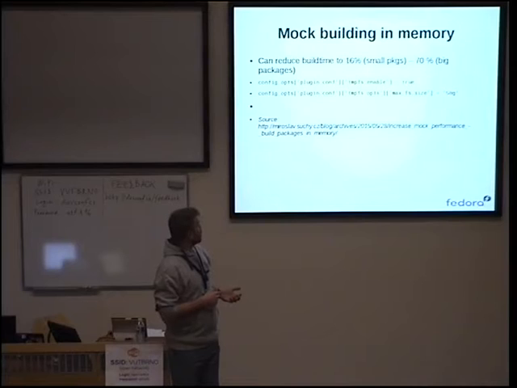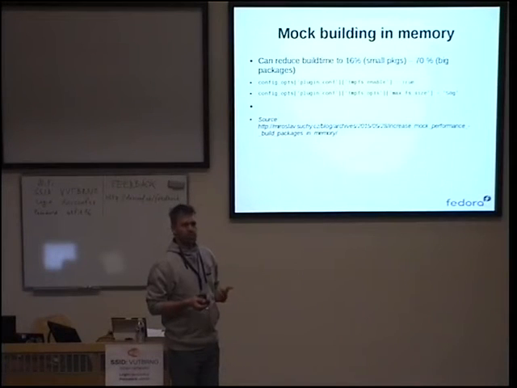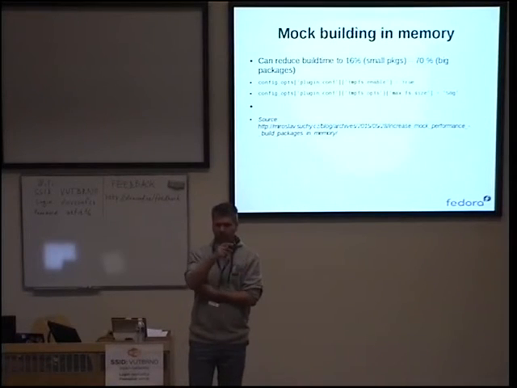There are small packages and big packages. In my case, it was LibreOffice. It was reduced to 70%, which is still quite a lot. And most of the packages will fit into the 2 gigabytes of size of tmpfs, which is enough for your memory and swap file anyway. So I highly recommend you, if you want to speed up things, just put these things into your config and your build time will decrease a lot.